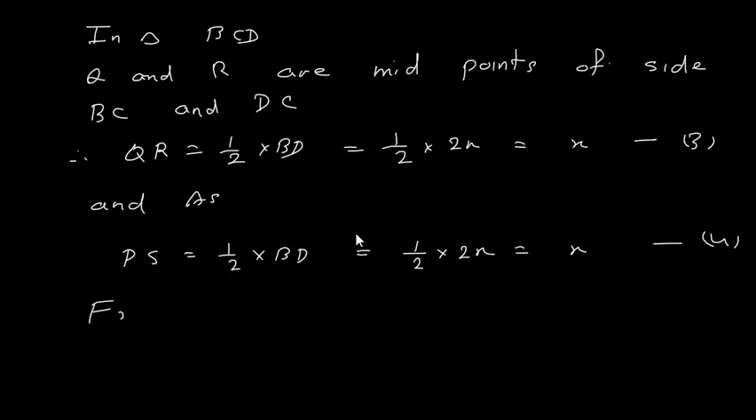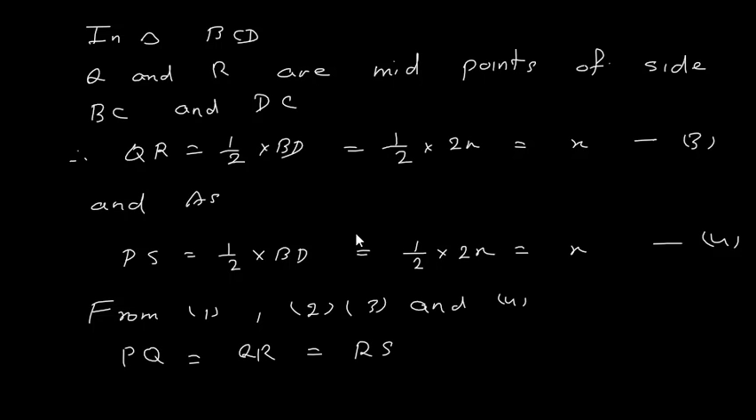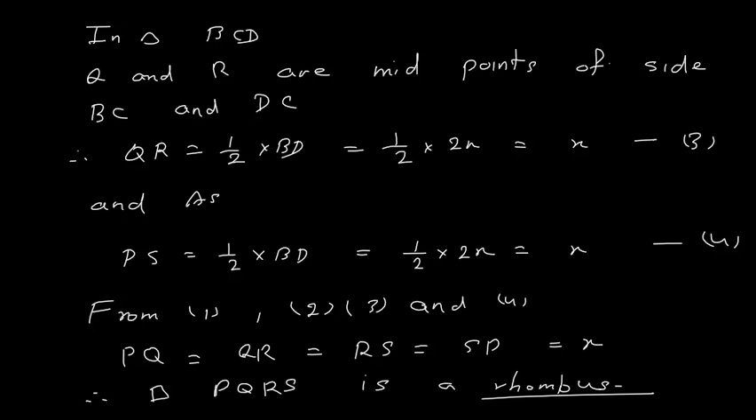So from 1, 2, 3 and 4, we have PQ equal to QR equal to RS equal to SP, which is equal to x. Therefore, this quadrilateral PQRS is a rhombus. If all four sides of a quadrilateral are equal in length, then it is a rhombus.